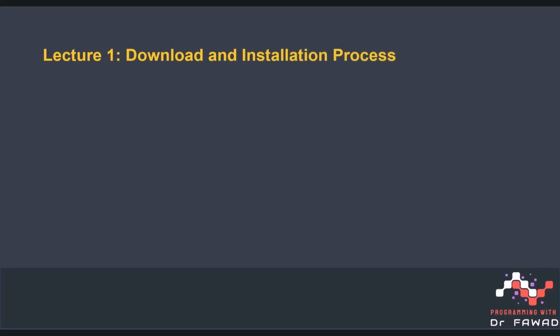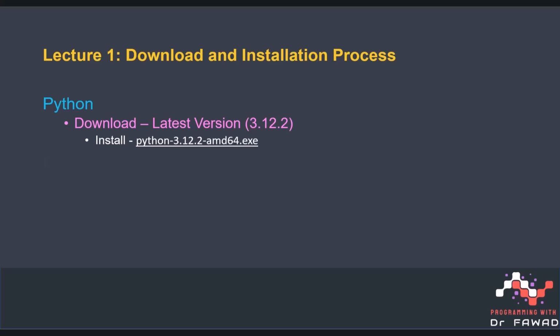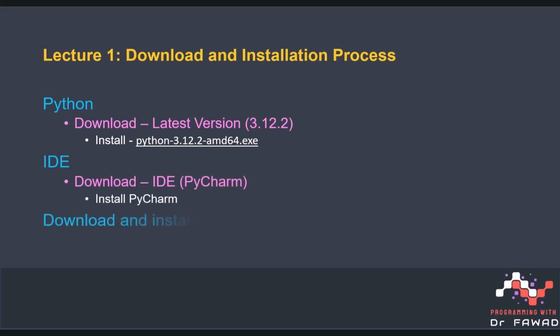In this episode, we will download and install Python. We will download the latest version, which is 3.12.2. We will install its executable file, and then we will install the IDE, which is PyCharm. After that, we will install Git.